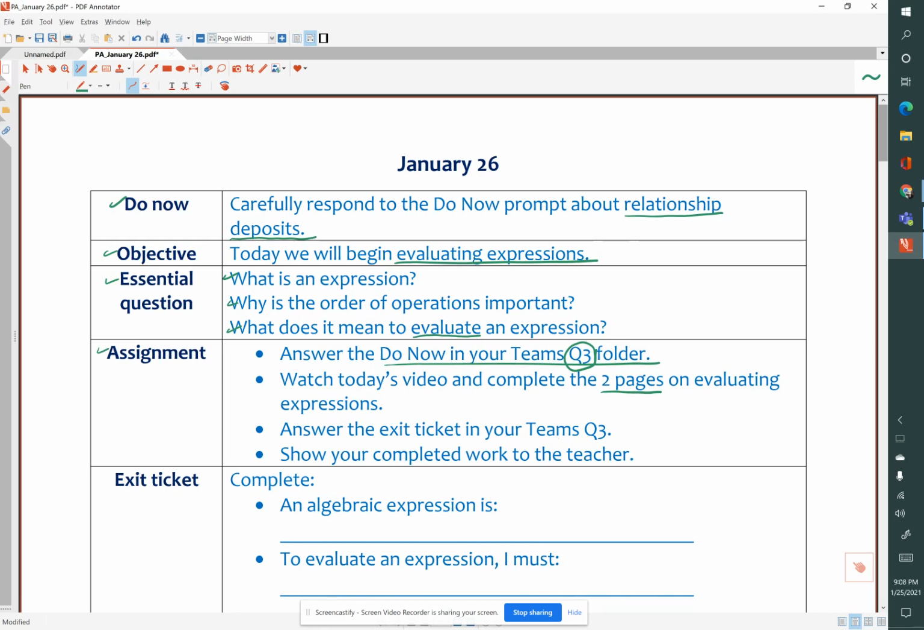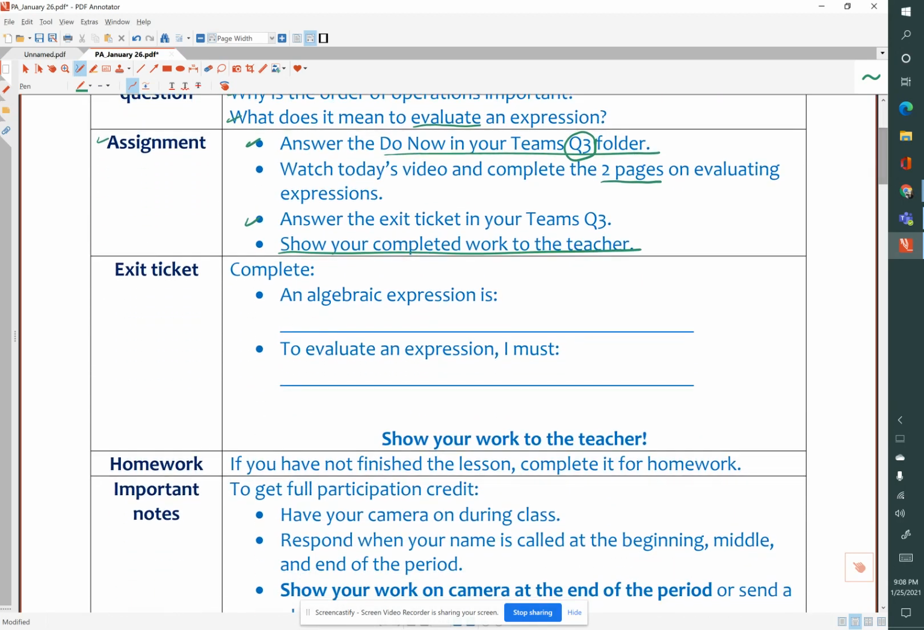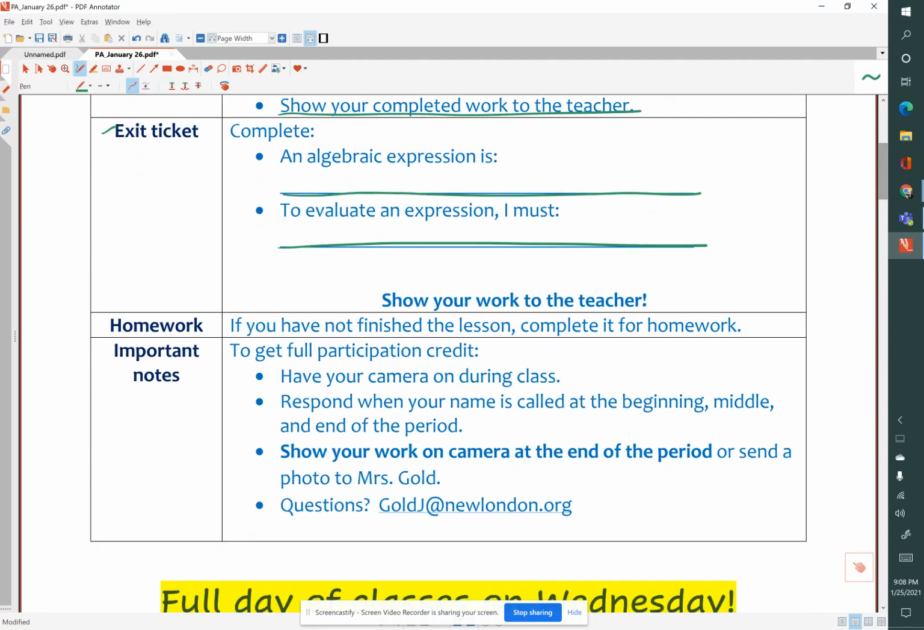and the do now and the exit ticket are done in teams. We do our math on paper. And most important, remember to show me your completed work. If I don't see it, I don't know that it's done. Our exit ticket today asks us to complete 2 phrases. The first one, an algebraic expression is, and to evaluate an expression, I must what? Again, show me your work.